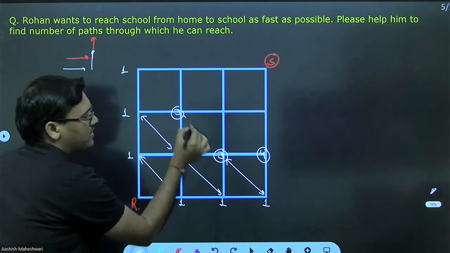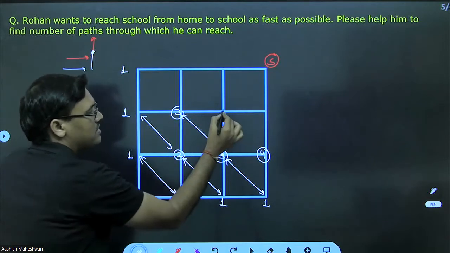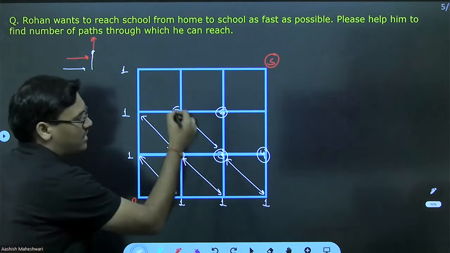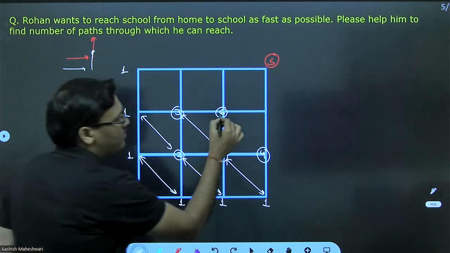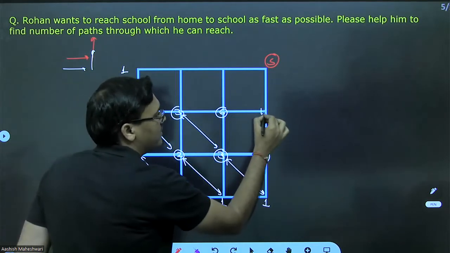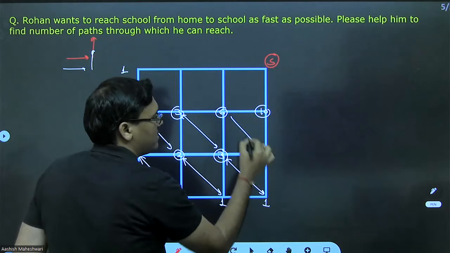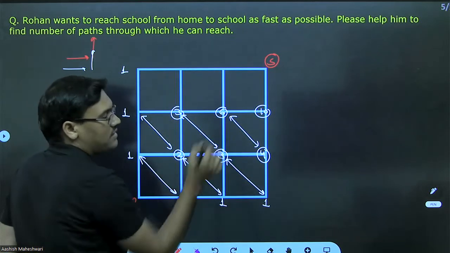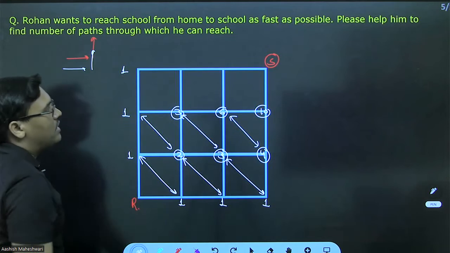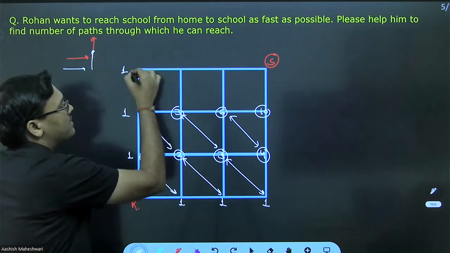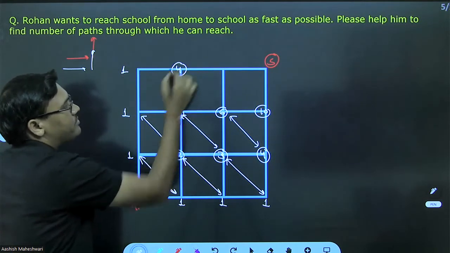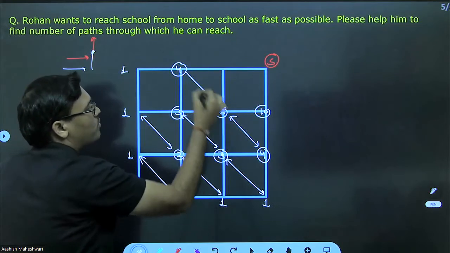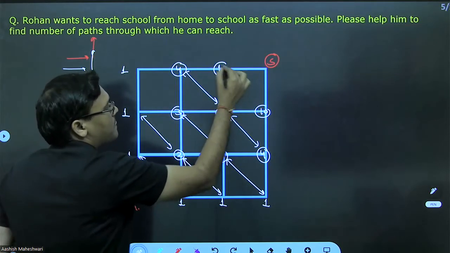In how many ways Rohan can reach here? Here, this is 6 ways. This is 3 plus 3. In how many ways Rohan can reach from here to here? This is 10 ways. 6 plus 4, this is 10. You can see Pascal's triangle. 6 plus 4, 10. 3 plus 3, 6. 1 plus 2, 3. Now, in how many ways Rohan can reach here? 3 plus 1, that is 4. In how many ways Rohan can reach here? This is 4 plus 6, that is 10.